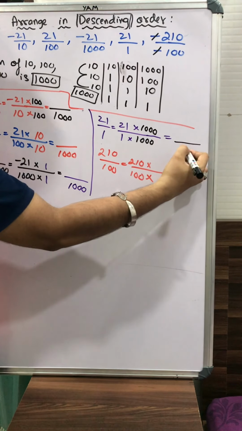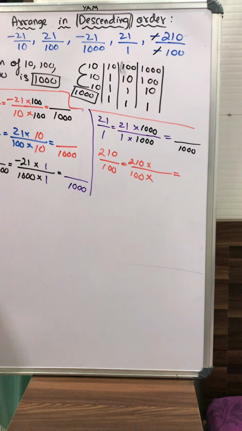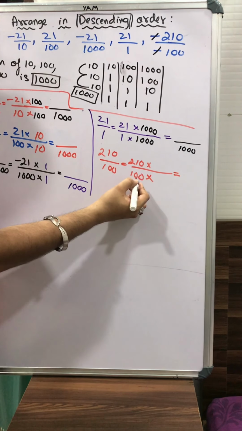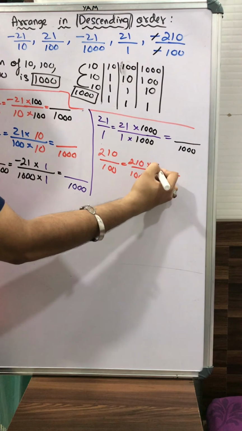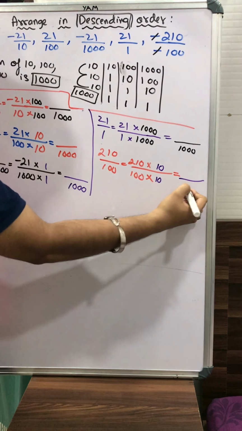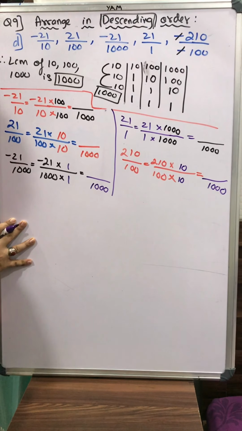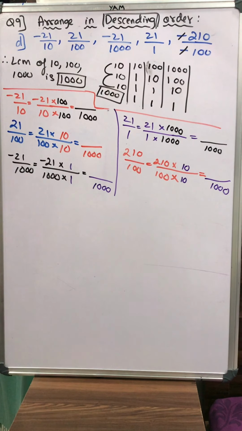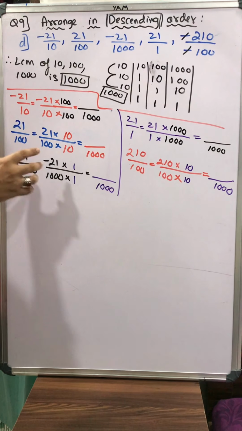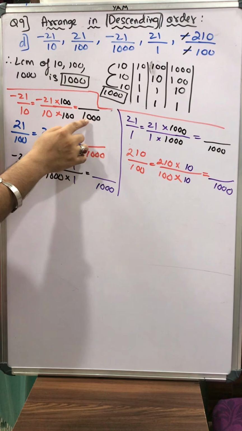This will become 1000 in the denominator. Okay, the last one, I have 100 here. 100 multiplied by 10 is 1000. So 10 in the denominator, 10 in the numerator, and this makes my denominator 1000. Okay. Now students, let's see, we have made all the denominators same.